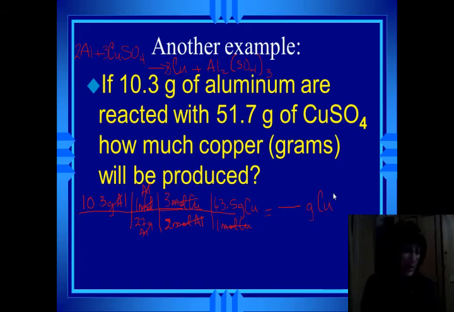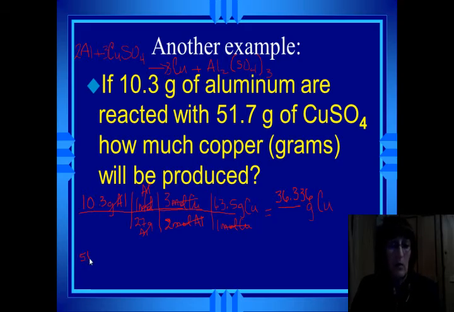And I've got 36.336. Check that. I might not be right. Check my answers. Make sure you guys got the same thing. 36.336 grams of copper. Then we do the exact same problem with the copper sulfate.